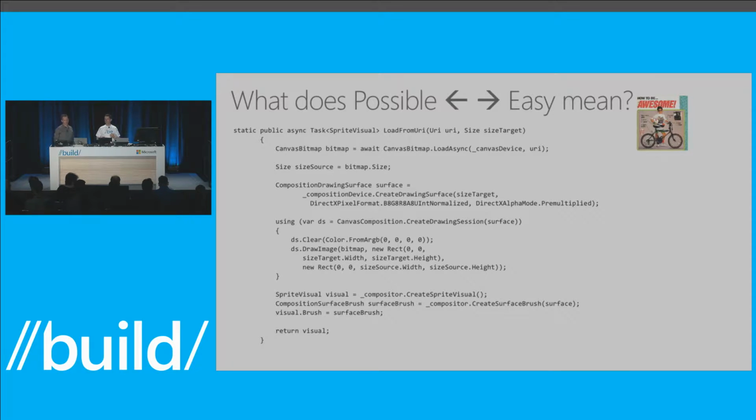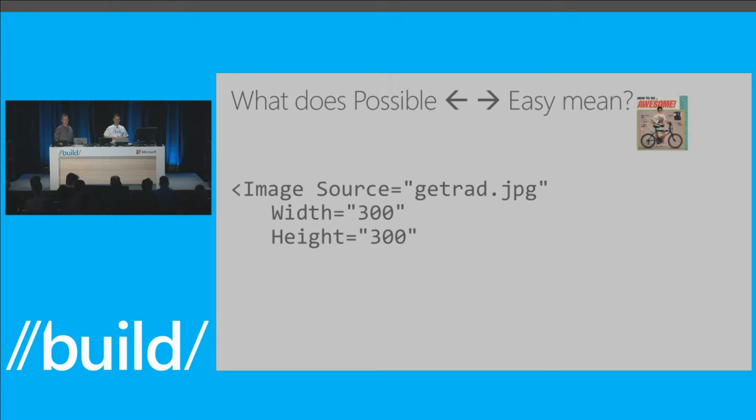You have to create a drawing surface, get the bits out, and start doing draw image calls and things like that. But what do you as developers want? You want something easy. You don't want to have to do this over and over again. And that's where that higher level abstraction comes in, what we refer to as XAML, right? This is something that we take for granted, but it demonstrates that everything's possible at the lower levels, but we want to make it easy for you.